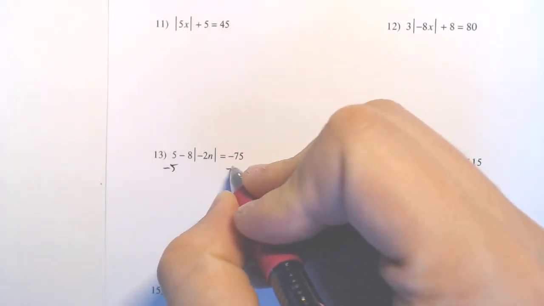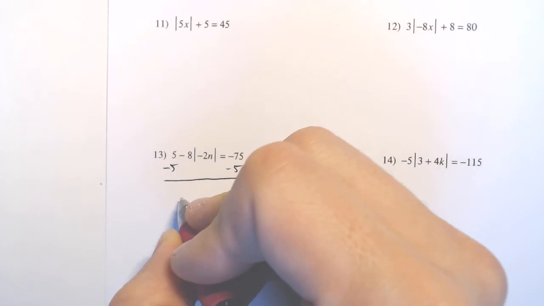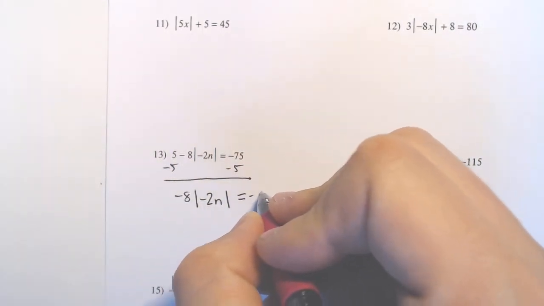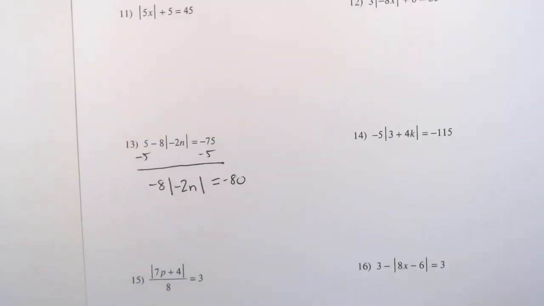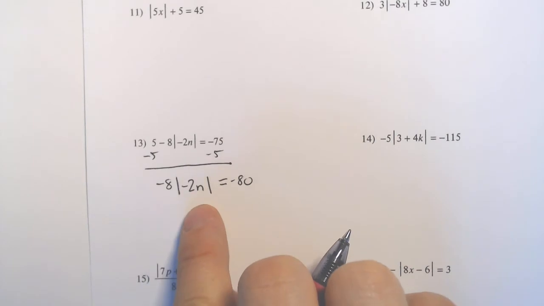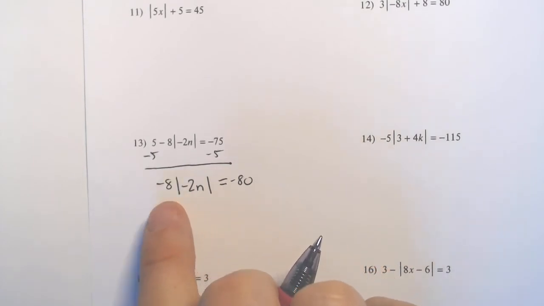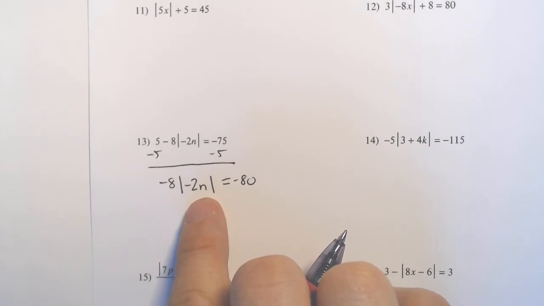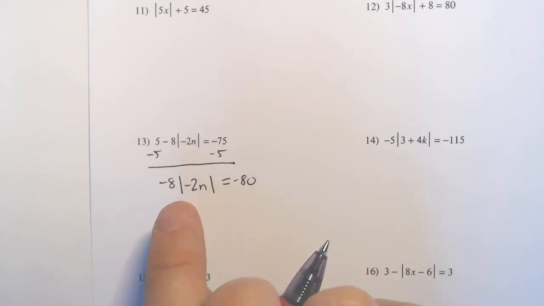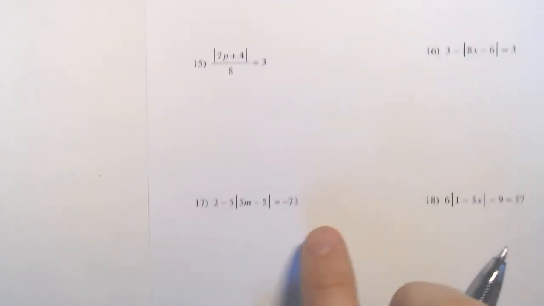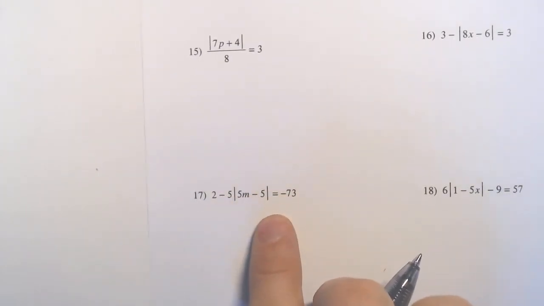I'm going to subtract 5 from both sides. And I get negative 8 times the absolute value of negative 2n equals negative 80. I cannot take the bars and get rid of them right now because they're not by themselves. That negative 8 is multiplied with the absolute value, and you cannot distribute that number. So over here, like on this one, I cannot distribute the 5. I'm not allowed to do that. You are not allowed to do that.